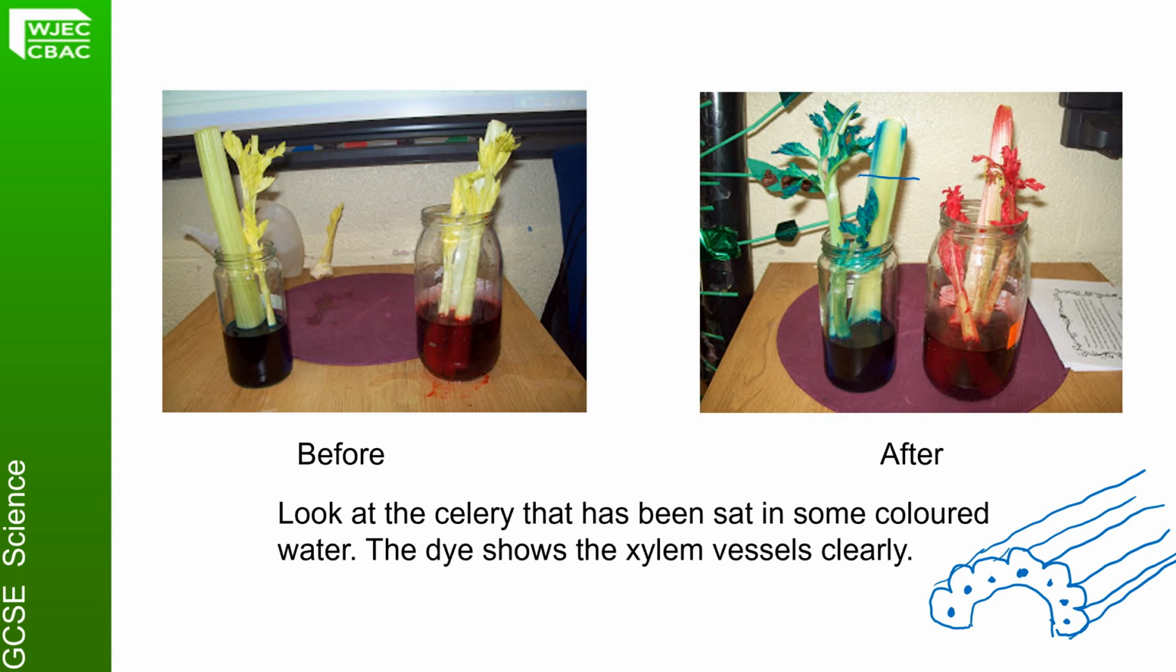So what I would like you to do is I want you to draw that cross section on page 7, okay, next to the picture where it shows some celery being cut. And I want you to add the label to show that these little dots that you can see are the xylem tubes. So pause the video and just draw me a little section of celery, please.